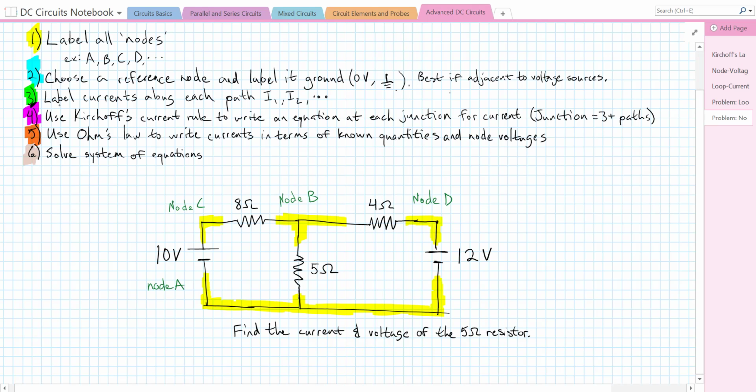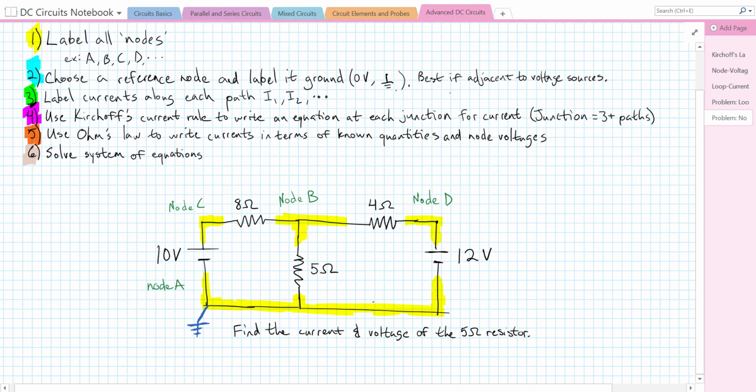Next up, we need to choose a reference node and label it ground. Ground just means 0 volts. The trick here is we're going to be looking at these nodes and figuring out the potential difference between them. But just like potential energy, it's only a change in potential energy that matters. So we can choose an arbitrary position to be 0 potential energy. It's the same for electric potential. We can choose an arbitrary position to be 0 potential, and we call that ground. And we label our ground with this sign down here.